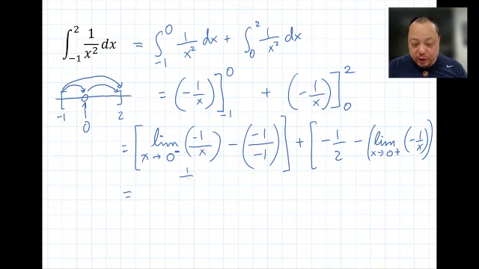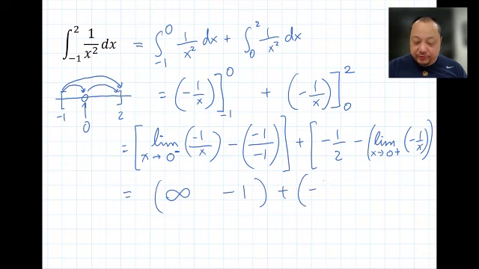Now, the 1 over x by itself, because x approaches 0 from the left side, is a negative number. So 1 over x approaches negative infinity. And then minus 1 over x approaches positive infinity. So this whole thing is a positive infinity. And this one is minus 1 plus negative 1/2.